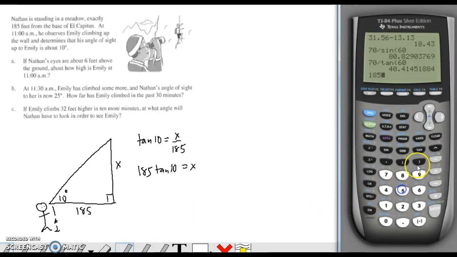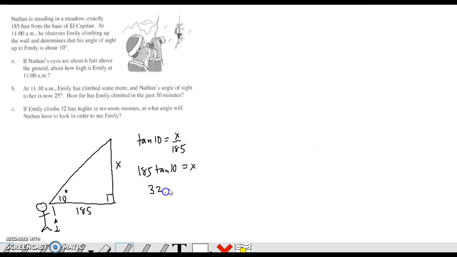So plug this into my calculator. All right, so we will get 32.62. But we have to remember that he is 6 feet tall, so we have to add that 6 feet in. So really, we're looking at 38.62 feet. And again, this is for your answer A.